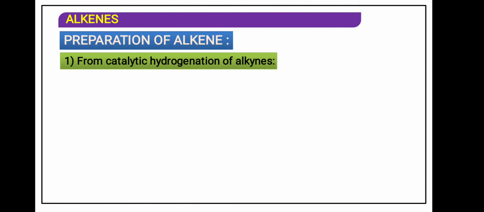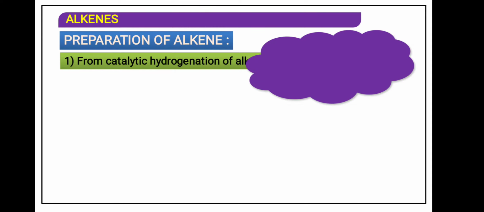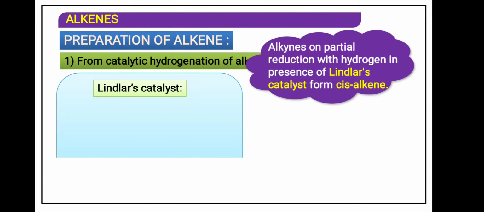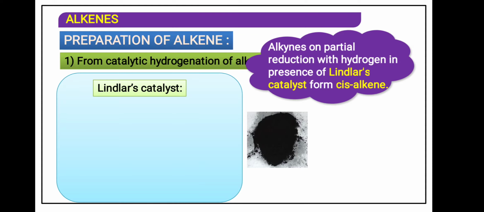So first we will see the catalytic hydrogenation by a special type of reagent, that is Lindlar catalyst. Lindlar catalyst, with respect to our textbook, is given as palladium on barium sulfate or platinized charcoal deactivated partially with quinoline or sulfur. Platinized charcoal means palladium on carbon.